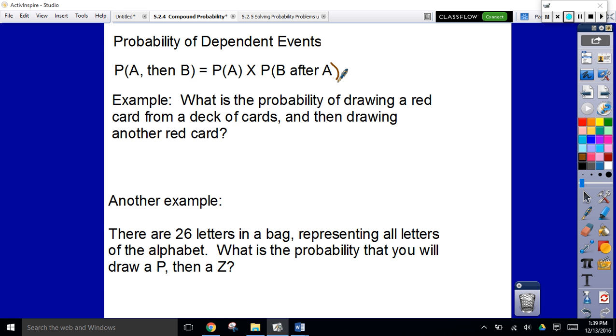So it says, what is the probability of drawing a red card from a deck of cards and then drawing another red card? Okay, so first of all, probability of red, then red again. We're not putting the card back after we draw it. So what's the probability, first of all, that when we draw a card, it's going to be red?